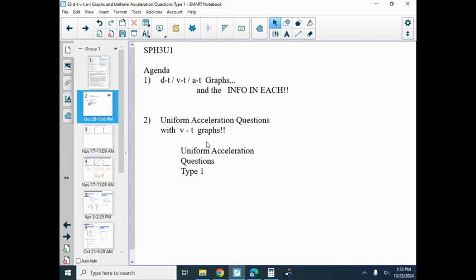So today we're going to start looking at uniform acceleration questions, and we're going to be doing it first with VT graphs. I'm also going to be dividing this single topic into several lessons. A while back when I first started teaching, I tried to do what people typically do: "Hey, we're doing uniform acceleration equations today." And then basically you spend the next 4 or 5 days trying to fix all of the chaos and confusion that results.